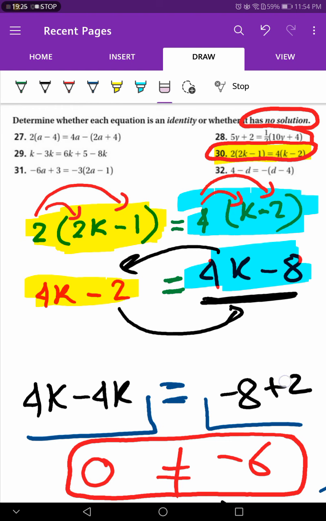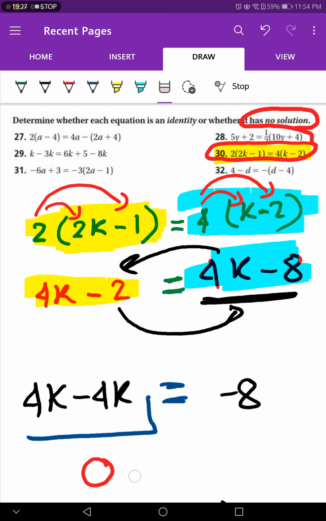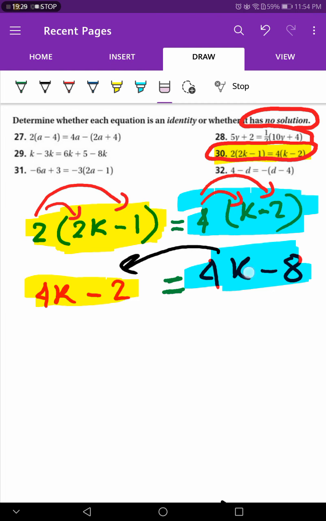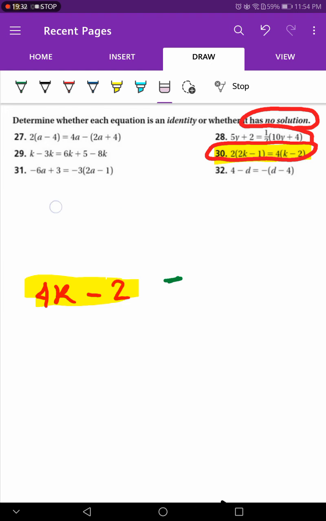So question number 30, the original equation has no solution. That means you cannot find any value of k that makes the left side equal the right side. My dear student, are you happy now? I hope so. Now let us take question number 31, and we will finish.